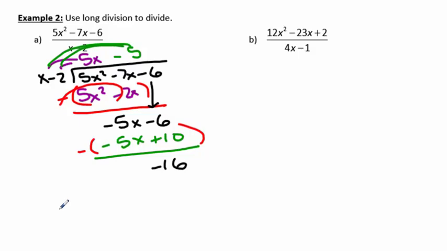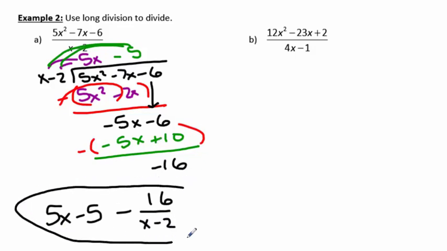So the answer is, on the top right here, 5x minus 5 with a remainder of minus 16. So the remainder gets written over the divisor. So my final answer is 5x minus 5 minus 16 over x minus 2.